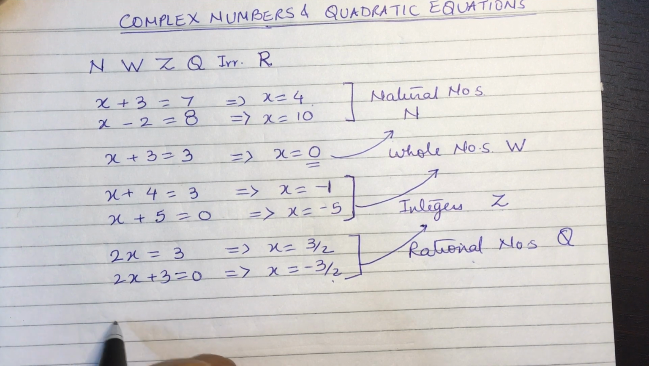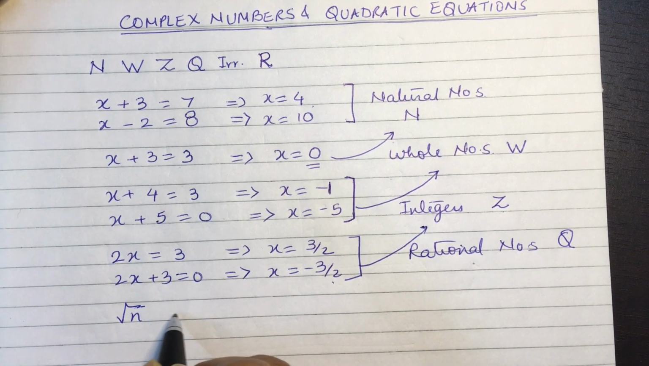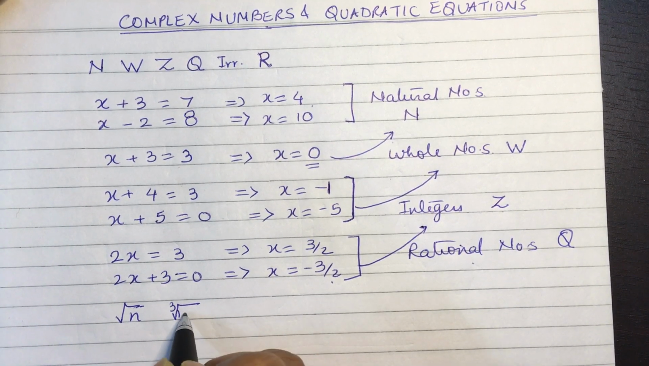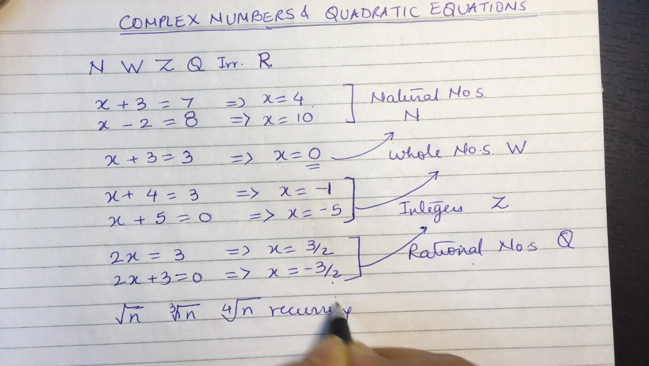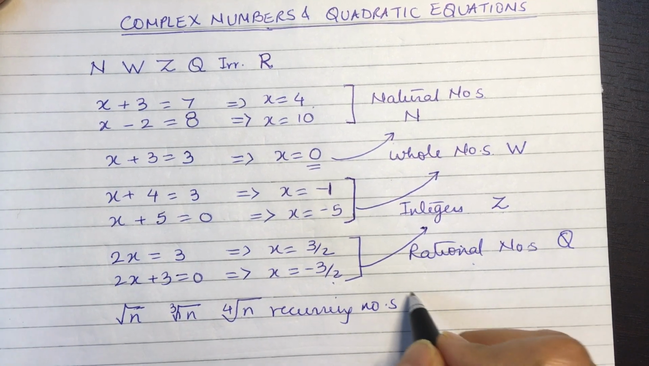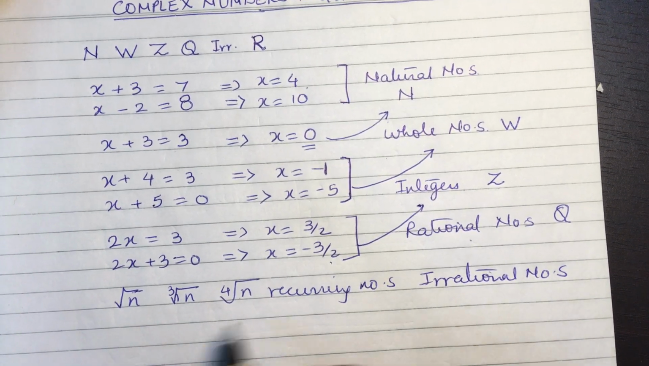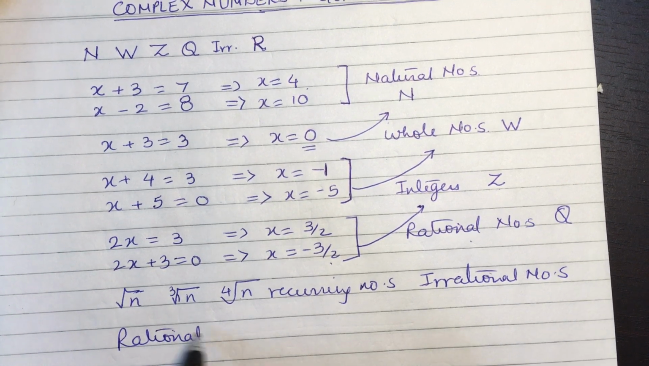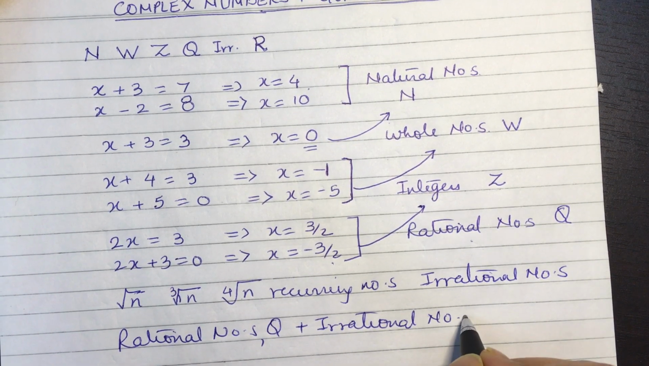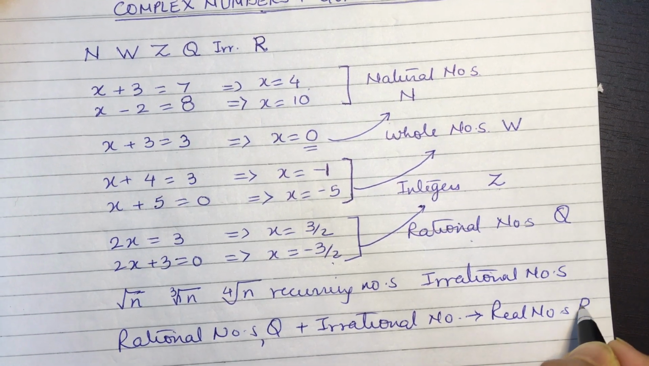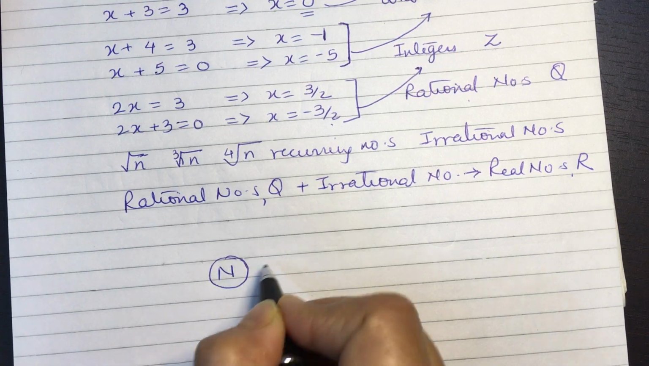Then they came across square roots of some numbers, or cube roots, or, let's say, nth roots of some numbers. Let's write it as cube roots or fourth roots, or these numbers, or recurring numbers. Such numbers are called irrational numbers. Then all the rational numbers Q and the irrational numbers form a new set called real numbers, and they are denoted by capital R.